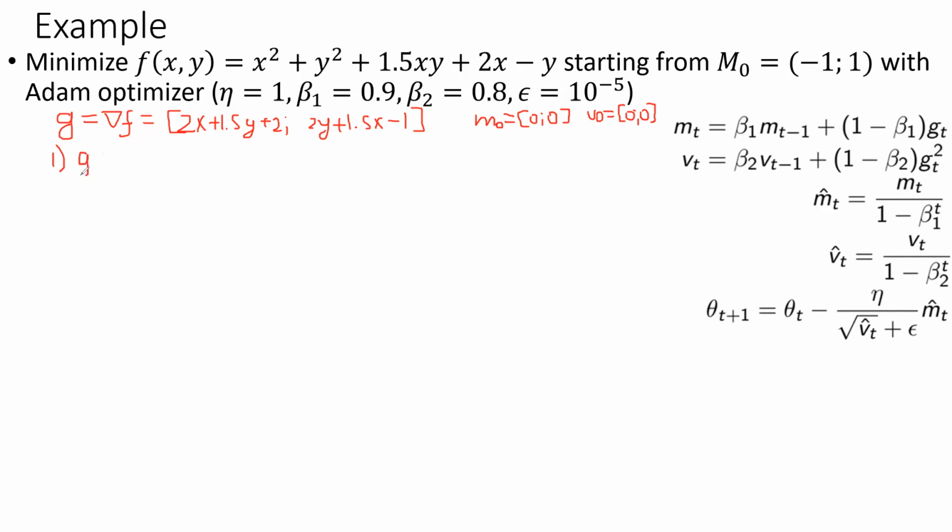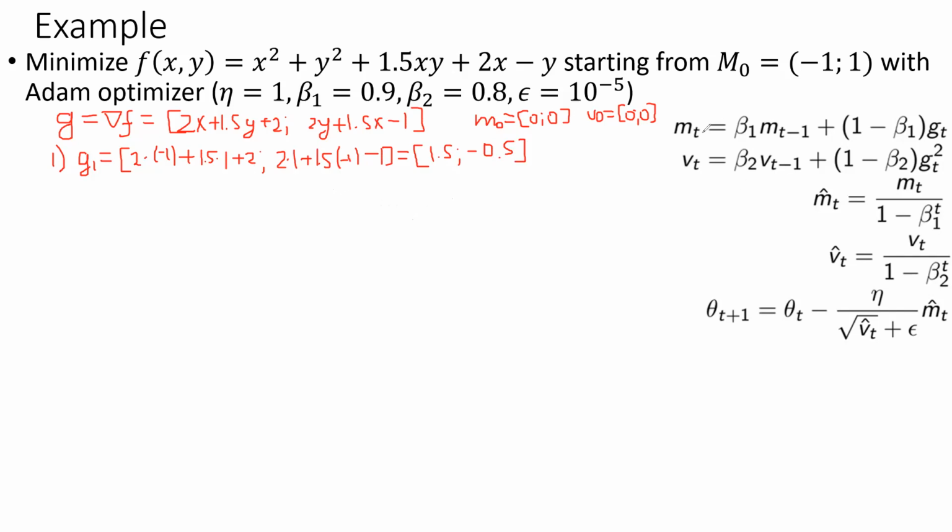So we need to calculate g1, which will be our gradient at point m0. So we calculate 2 times -1 plus 1.5 times 1 plus 2, and 2 times 1 plus 1.5 times -1 minus 1. So this is -2 plus 2, which is 0, just 1.5, and 2 minus 1 is 1, 1 minus 1.5 will be -0.5. So this is our g1.